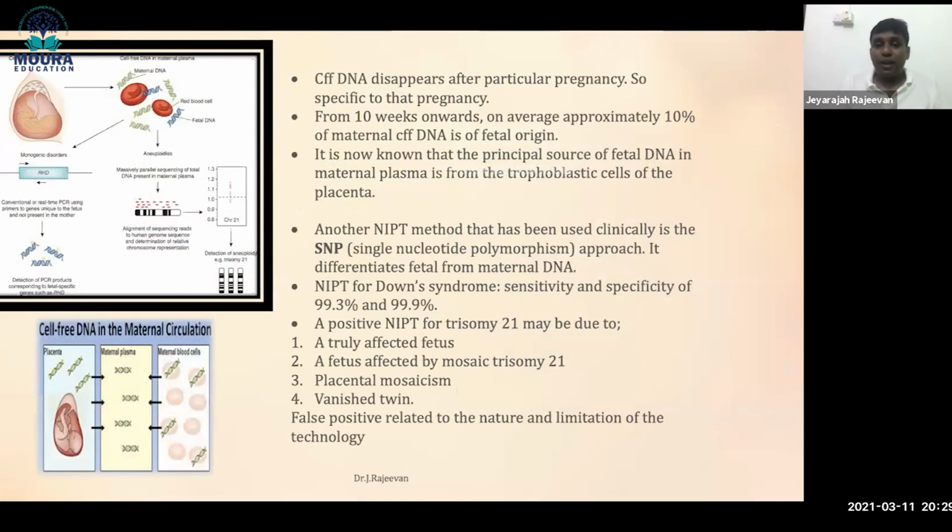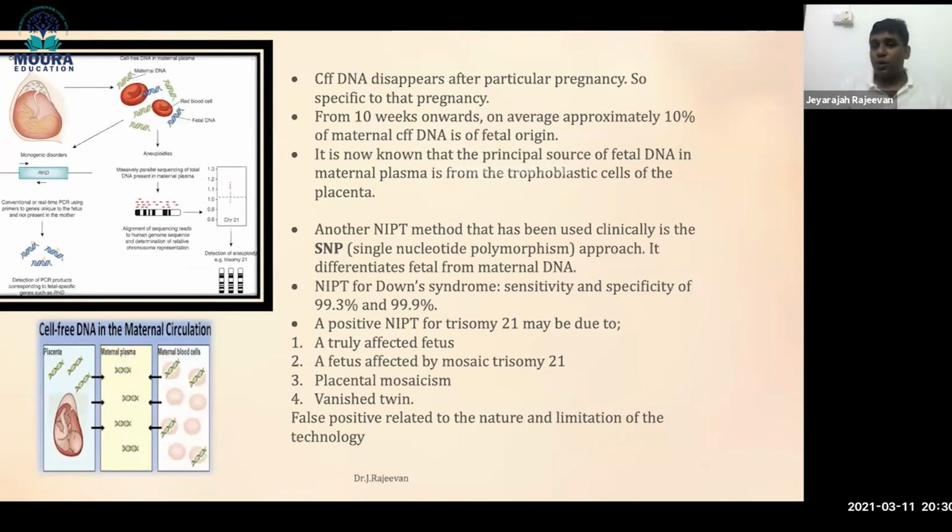One, just tell me why it's not 100% true, because there might be placental mosaicism. What is placental mosaicism? This cell-free DNA might come from the placenta also. So if the placenta has an abnormal chromosome, not the baby, still you will get Down chromosomal DNA, but it does not belong to the baby, so the baby might be normal. That is one of the reasons for the cell-free DNA being wrong.